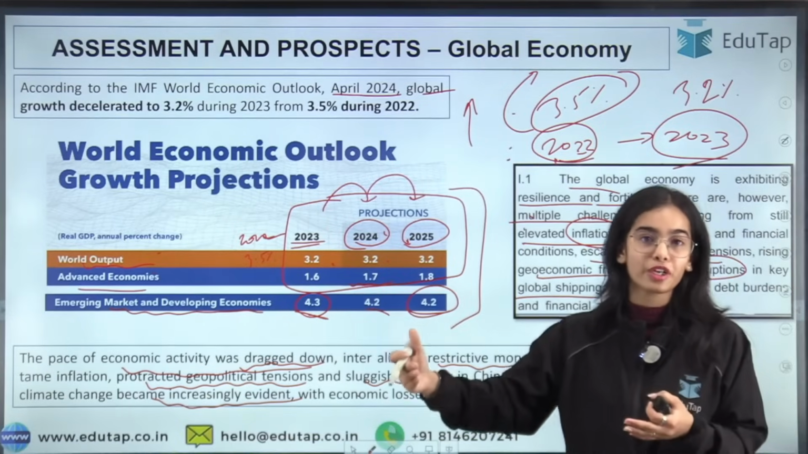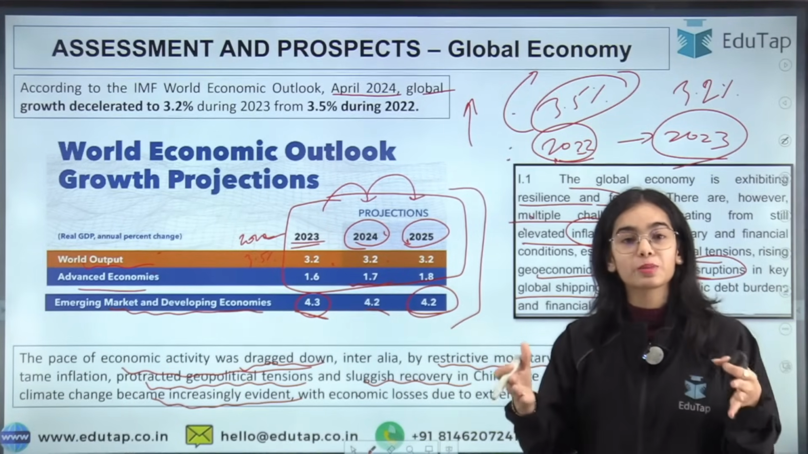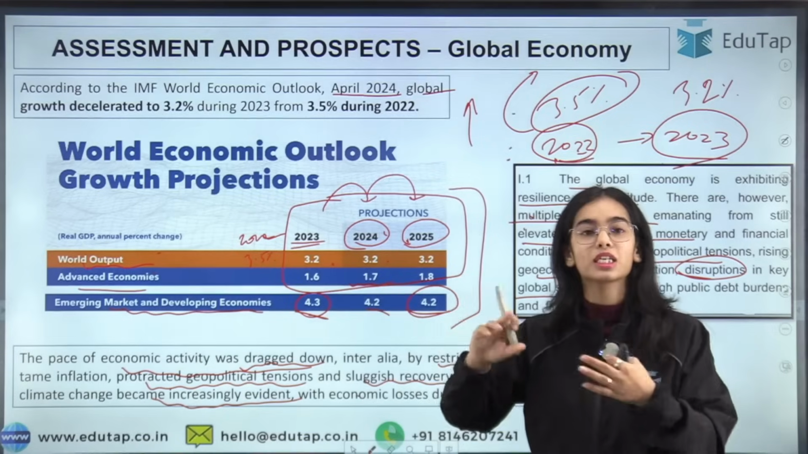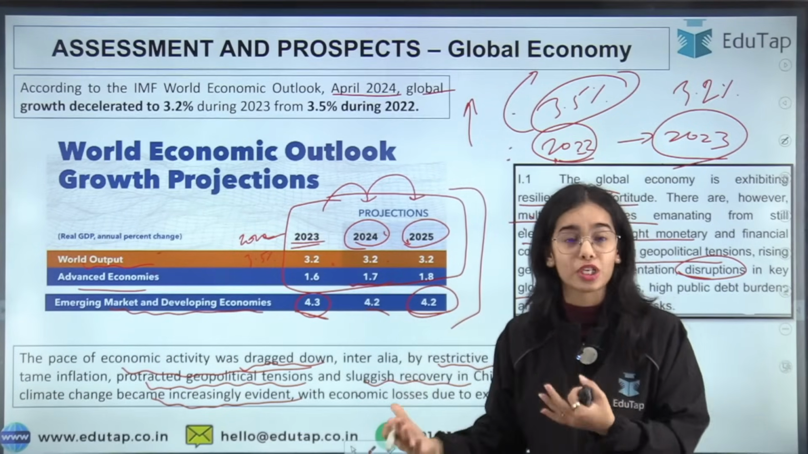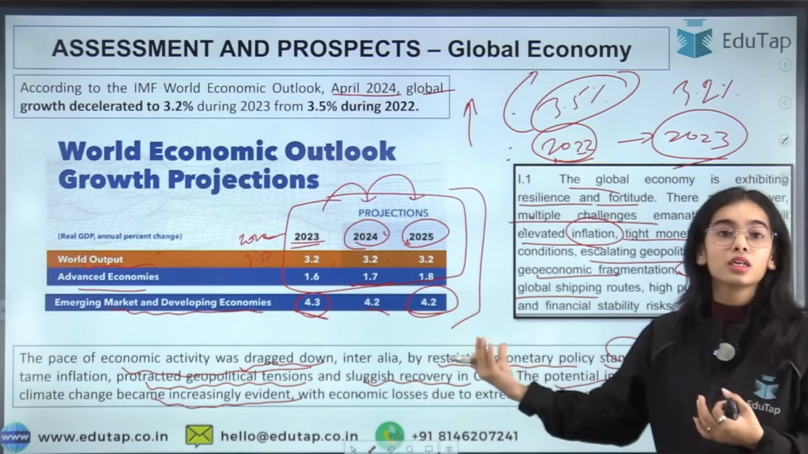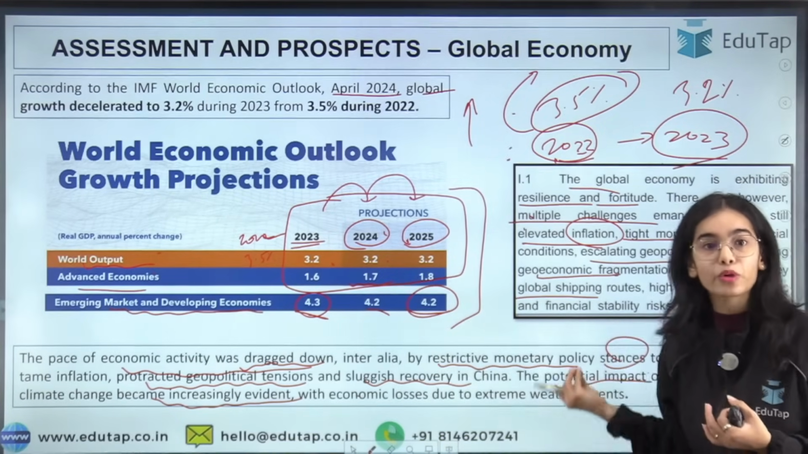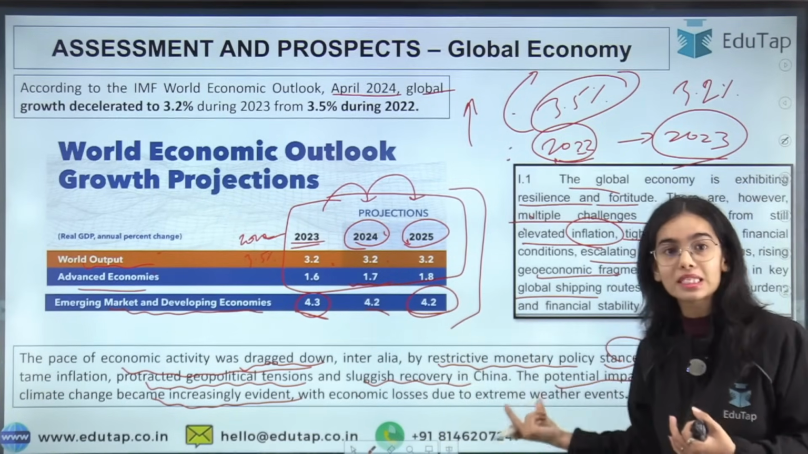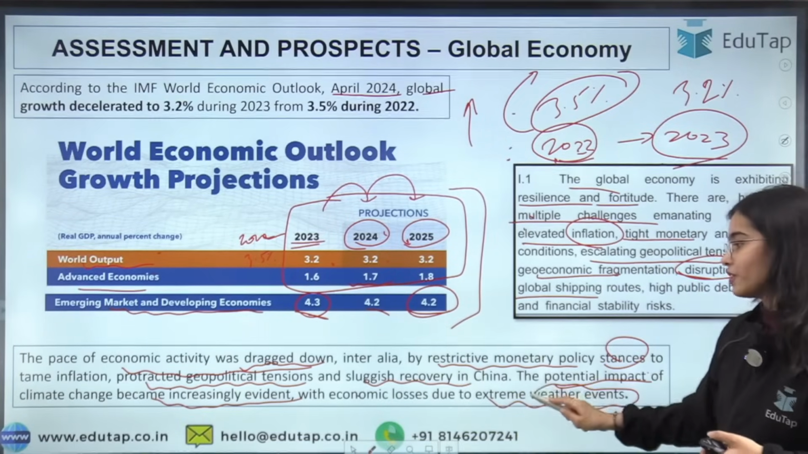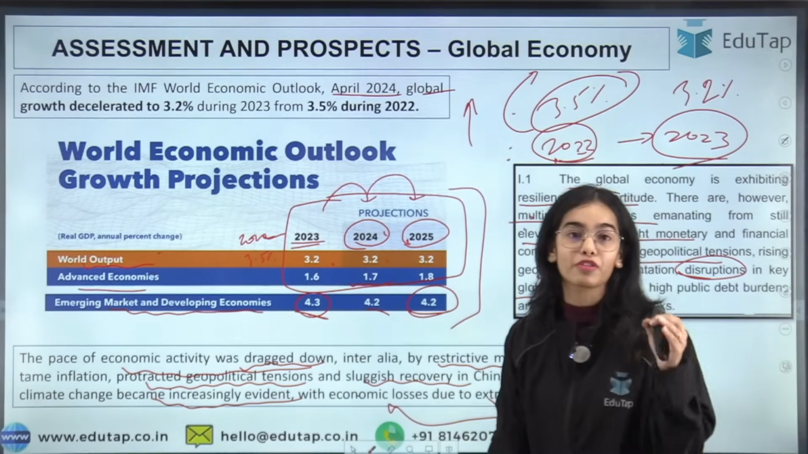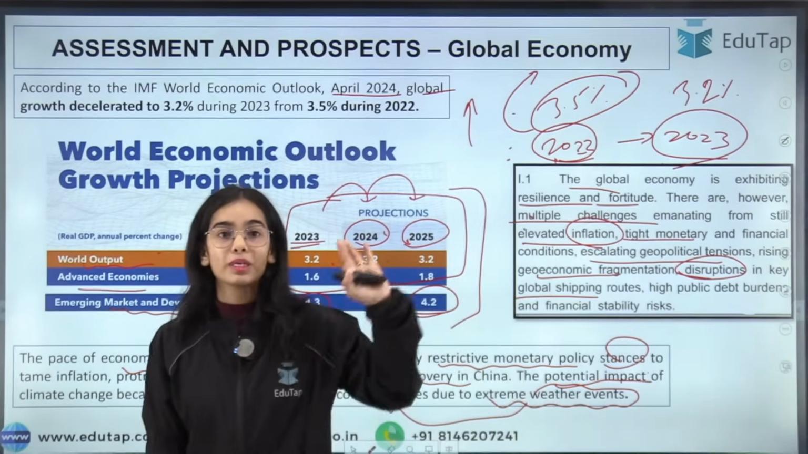In 2023 especially, there was the El Nino effect, the climate change effect. The weather patterns were very volatile and changing, due to which it affected the economy and the production activities also. Economic losses came forward because of climate change. Due to extreme weather events, there were huge economic losses faced in 2023. So I hope this is clear.